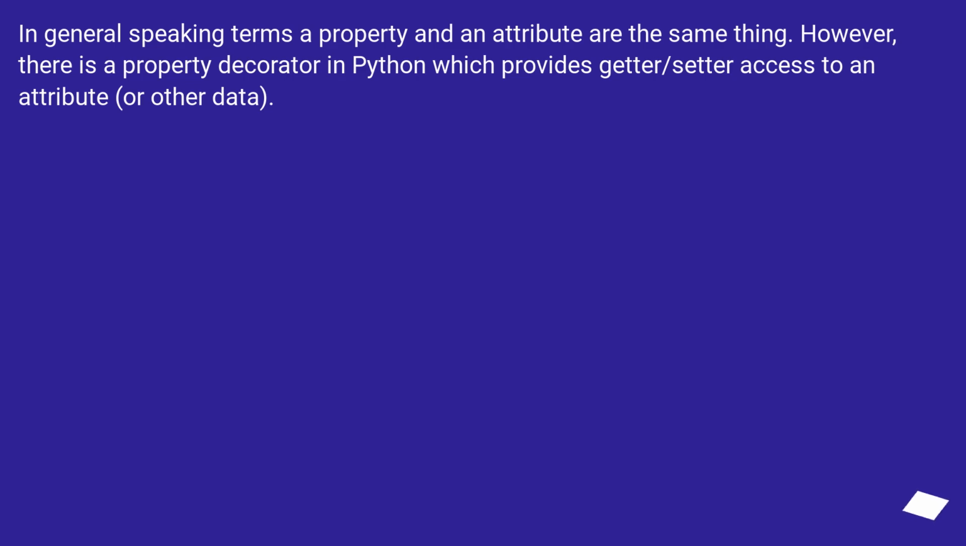In general speaking terms, a property and an attribute are the same thing. However, there is a property decorator in Python which provides getter/setter access to an attribute, or other data.